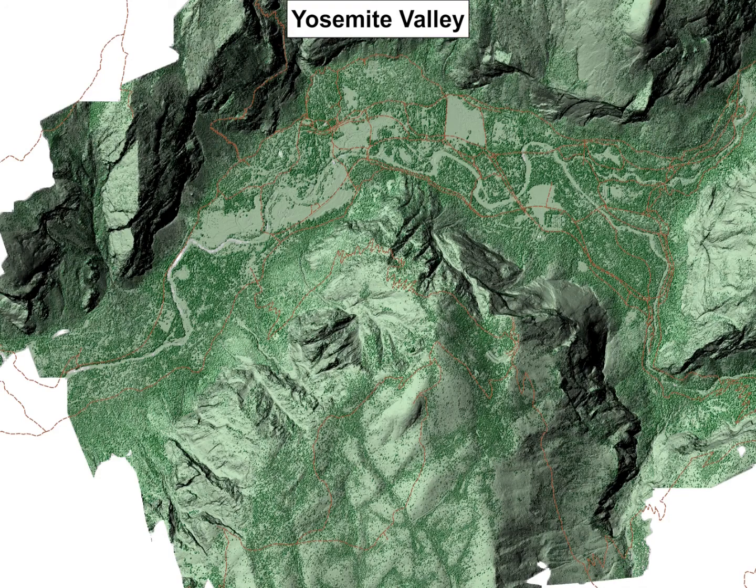This was a map I did of Yosemite Valley. And what I did was look at the bare ground return, and I said, okay, take the elevation of the first return and subtract from it the bare ground return, and the difference would be the trees. So I was able to then do a shaded relief with the bare ground and have it color-coded by tree height.